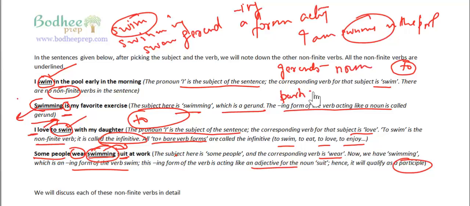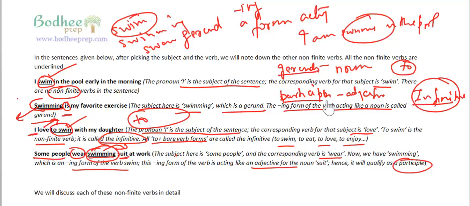Participles act like adjectives. This is the difference. And then we have the infinitive, which can come anywhere in the sentence. So we have the infinitive, the gerunds, and the participles. The gerunds act like nouns, the participles act like adjectives, and the infinitives can basically become anything. They can become the object, the subject of a sentence, or the verb complement, right? We will discuss each of these in detail.